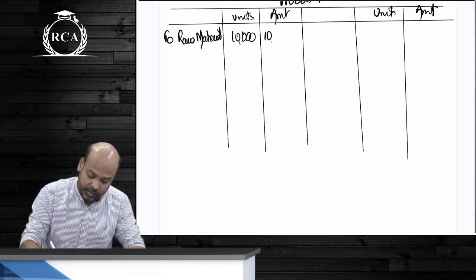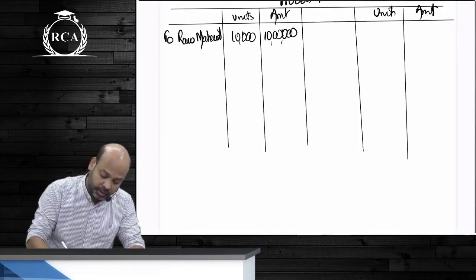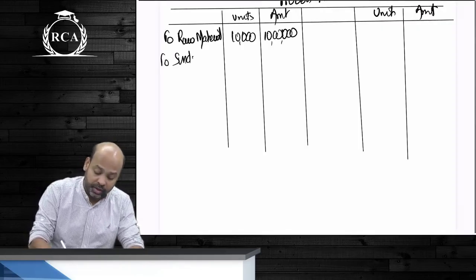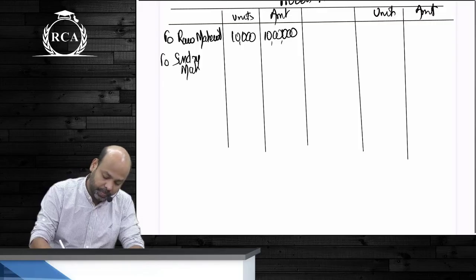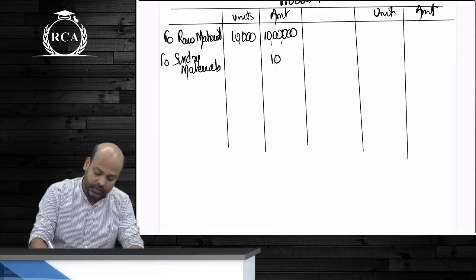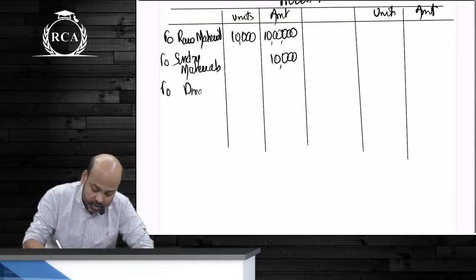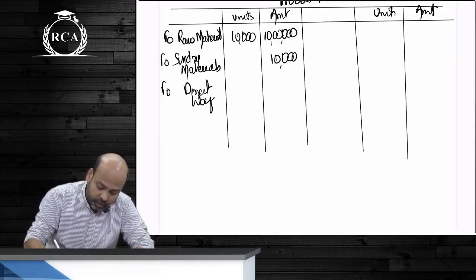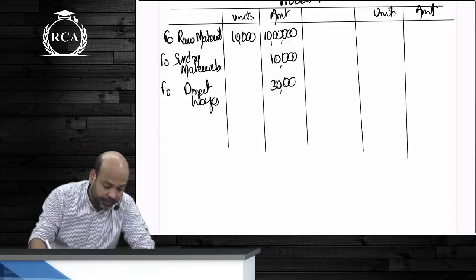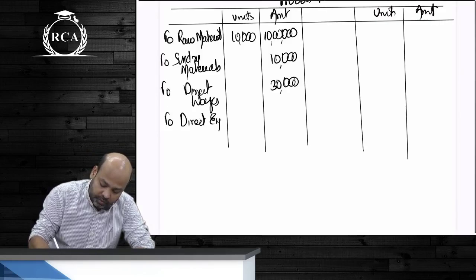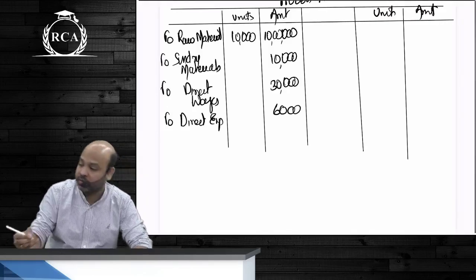Draw the line later, beta, focus on this now. Sundry materials, guys. What are the other materials that we are introducing? 10,000 rupees. Even that is a manufacturing expenditure. What are the amount of direct wages, beta? 30,000 rupees. Do we have any direct expenses here? 6,000. Every question, guys, all the manufacturing expenses you will always write on the debit side first.